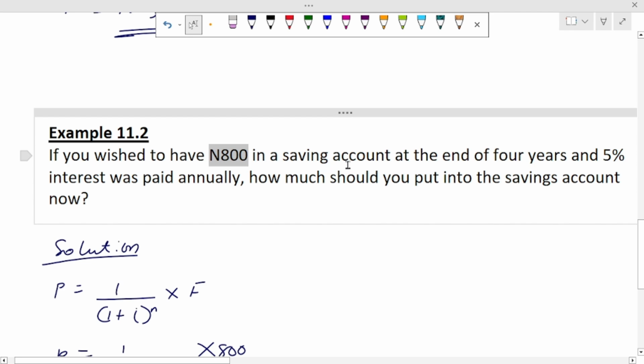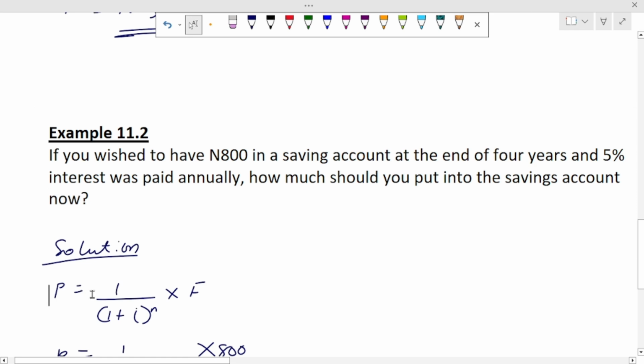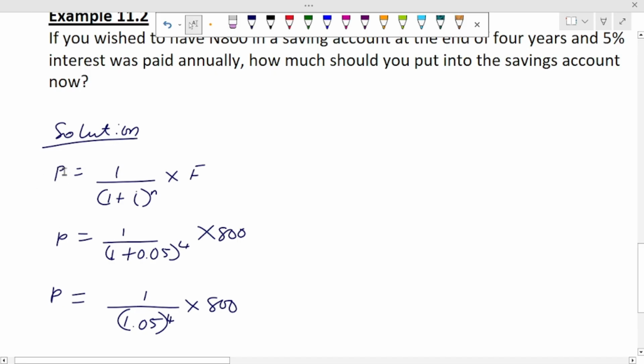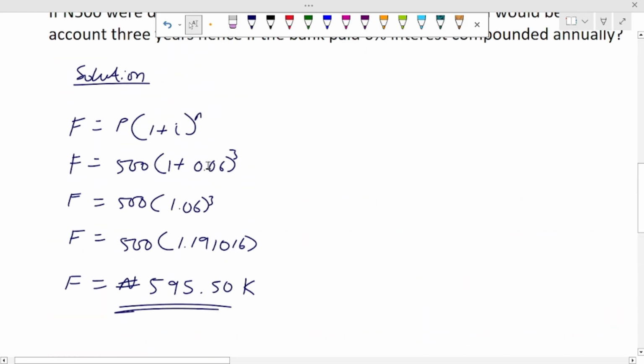So in a savings account at the end of 4 years, N is 4, and 5% interest, that's the interest rate, 5% was paid annually. How much should you put in? They're asking you how much should you put into the savings account now to get this in the future, meaning you're looking for P. Remember, we already derived the formula in the last video, so please do watch the last video. In essence, you are just making P the subject of the formula from this one.